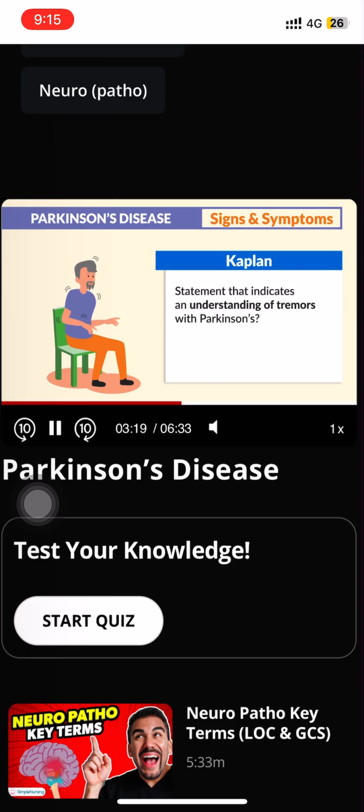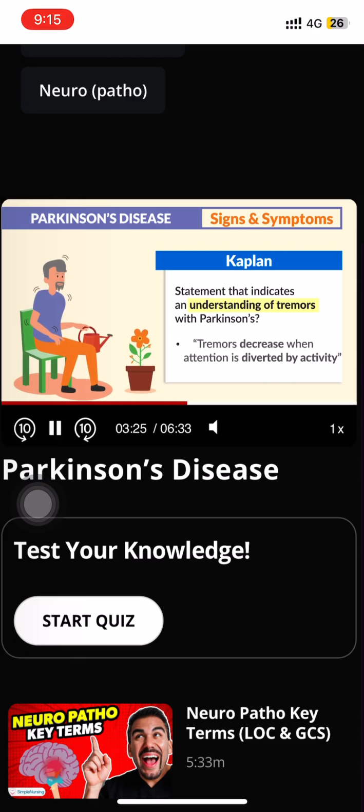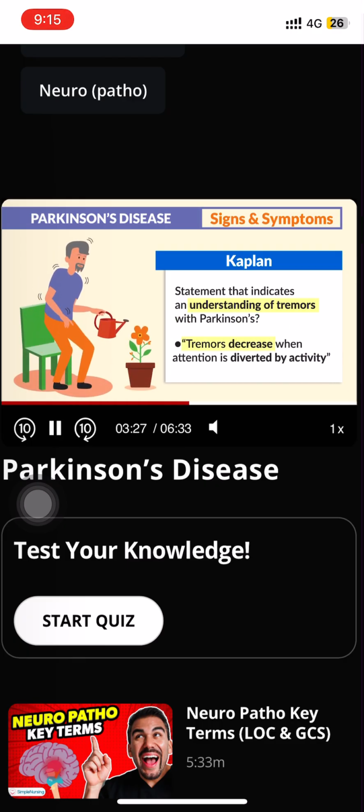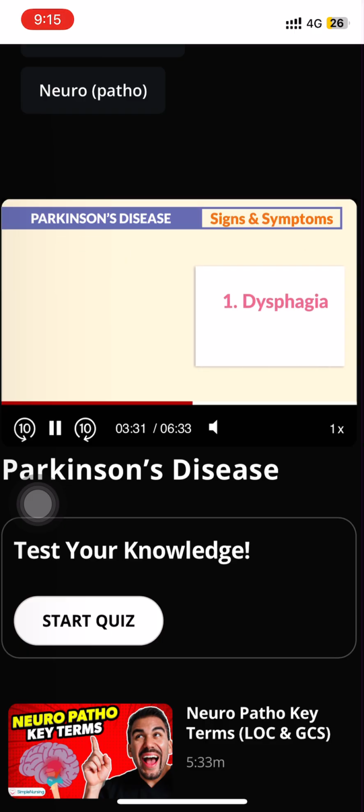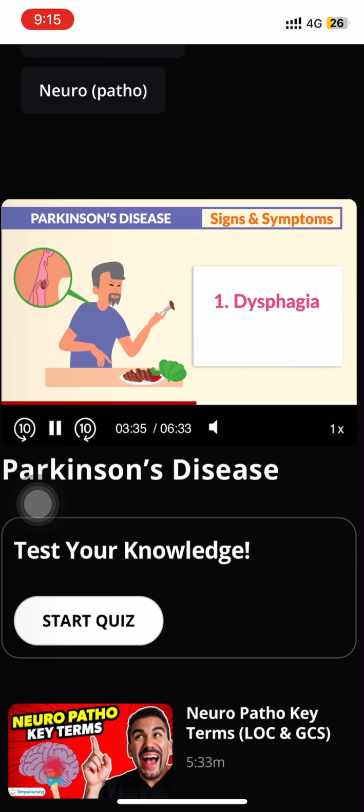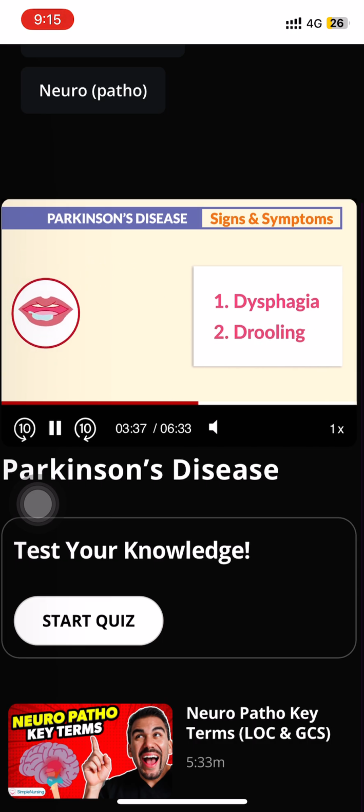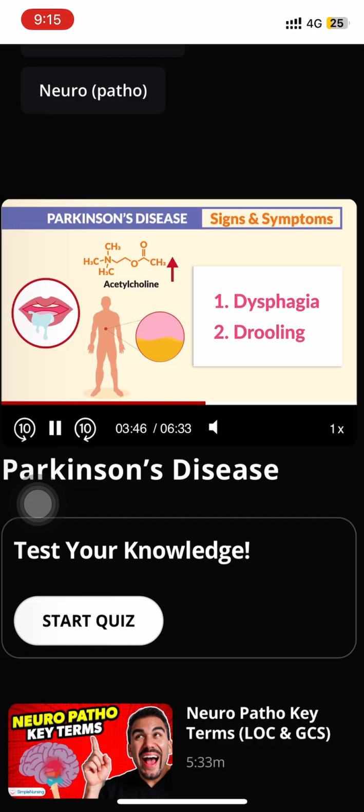So Kaplan had a question about a client statement that indicates an understanding of tremors with Parkinson's. And the correct answer is tremors decrease when attention is diverted by activity. Now, 2 other common signs and symptoms are dysphagia, that difficulty swallowing, and the drooling, the excessive saliva. Remember, this is from excessive acetylcholine, so we get excessive secretions with more acetylcholine.